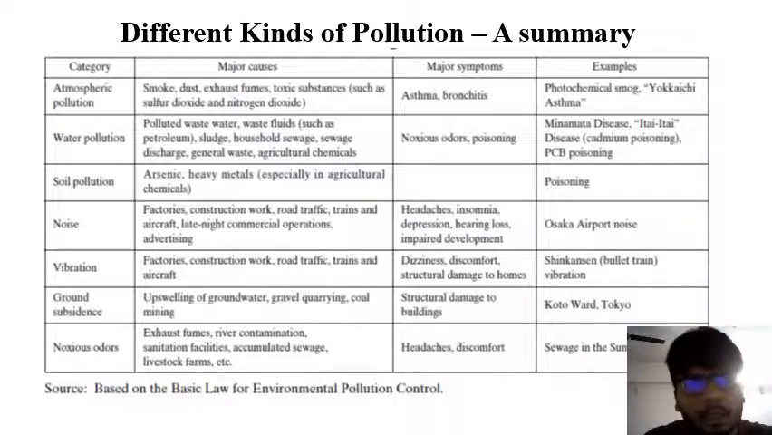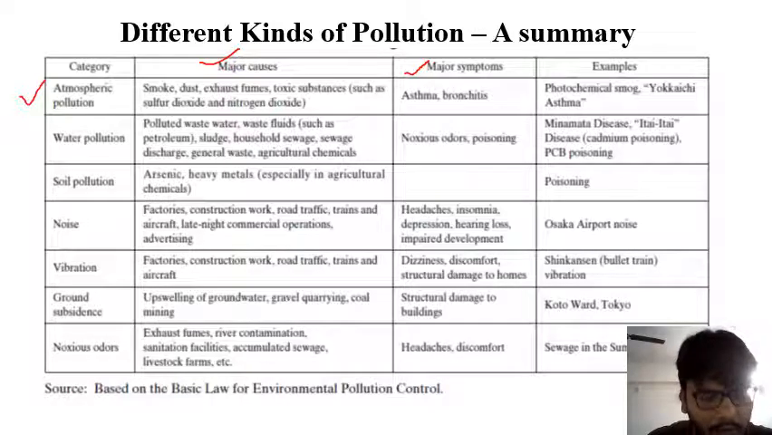So next, the different kinds of pollution as a summary. Okay, so this is just a summary of the previous unit that we have just covered. So there are different sorts of pollution, right? So the first one is what? Atmospheric pollution. Okay, now we will see what are the different causes. The different causes of atmospheric pollution are what? Smoke, dust, exhaust fumes, and all sorts of gases. What are the major symptoms or the major diseases due to this atmospheric pollution? Asthma, bronchitis. A common example is photochemical smog.